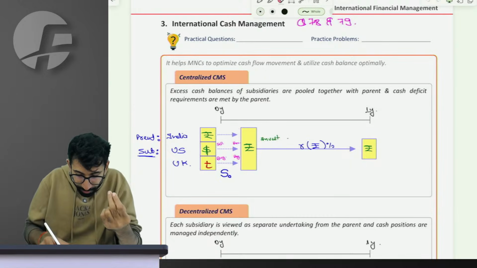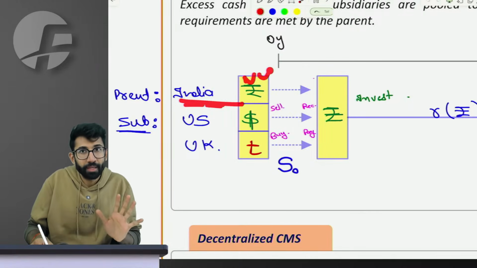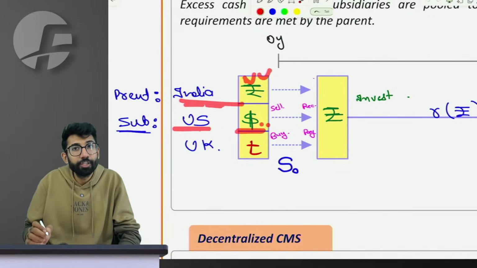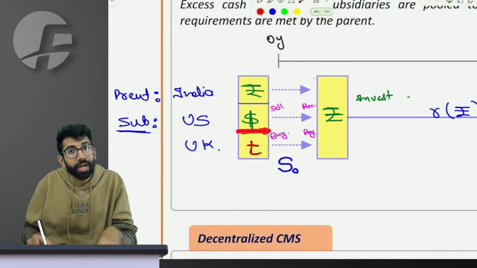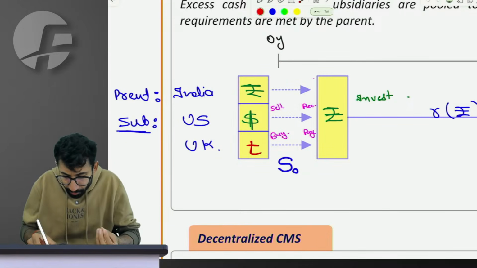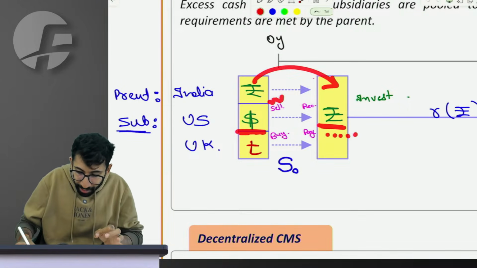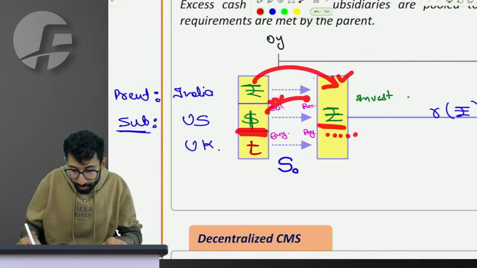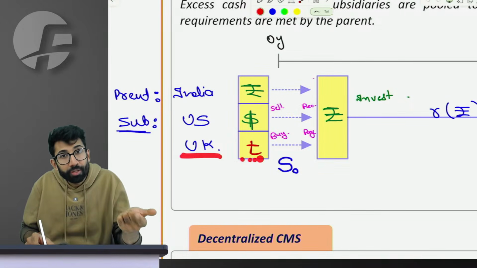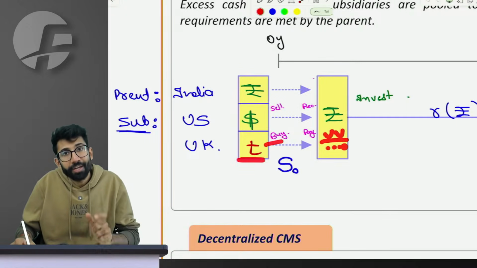Two ways. One is centralized. Centralized means India, being the parent company, has excess rupee cash available with it. The US subsidiary has excess dollars available. So one way to manage is that whatever excess you have, you sell it and transfer the rupee to the parent company. The US company sells its extra dollars, receives rupee against them, and transfers that rupee to the Indian parent. The UK company, rather than having pounds available, has a deficit of pounds. So they will buy pounds, for which the rupee will be paid by the parent company.